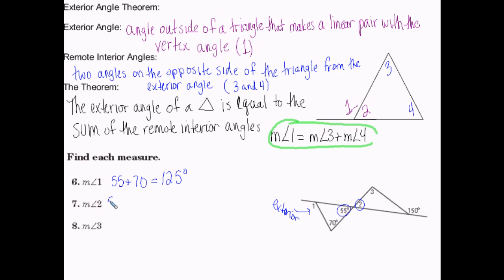Well, why did you have 55 and 70? Because that's what our theorem tells us: if we have this exterior angle, we take the two angles across from it and add them together. Question about the first one.